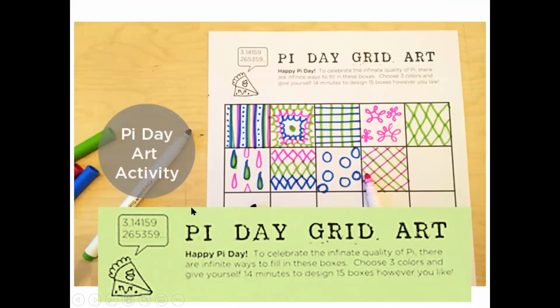Next, what we're going to do is for your Pi Day grid art, it says Happy Pi Day. To celebrate the infinite quality of pi, there are infinite ways to fill in these boxes. Choose 3 colors and give yourself 14 minutes to design 15 boxes, however you like. So pause the video and go ahead and draw yourself a rectangle. Then on the rectangle, draw square 1, 2, 3, 4, cut into 1, 2, 3, 4, 5 pieces, and then do the same thing going across.